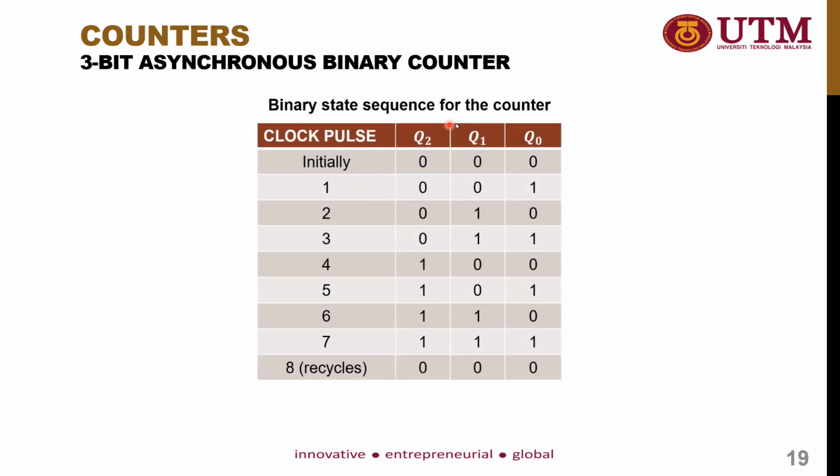So this is the binary state sequence for the counter, where it has the initial state of 0 0 0, and then it will count from 0 to 1, 2, 3, 4, 5, 6, and 7, and at the 8th pulse it will recycle back to the count of 0. So the 3-bit asynchronous binary counter has a total of 8 states, because 2 to the power of 3, where 3 is the number of flip-flops, is 8. So we have 8 states. Because the initial state doesn't count.